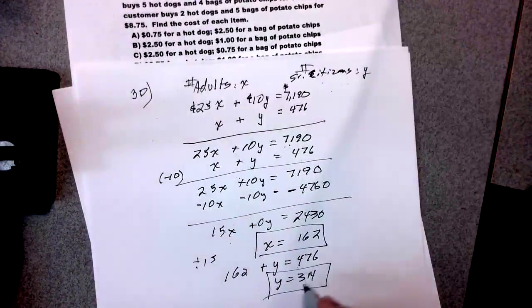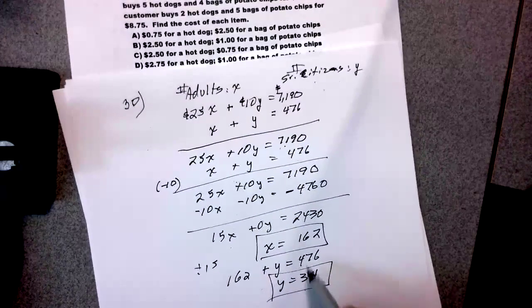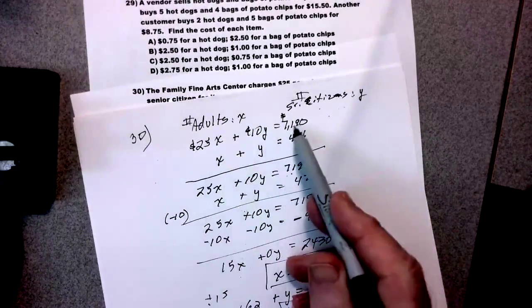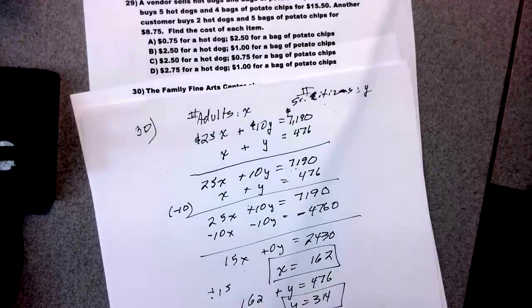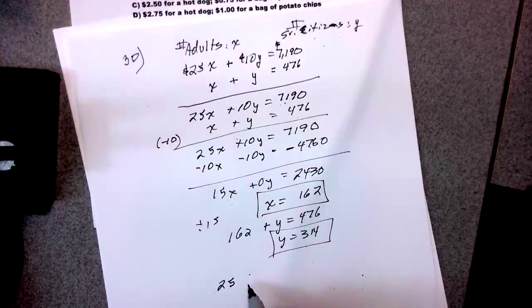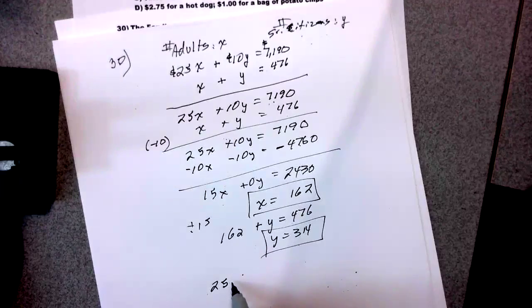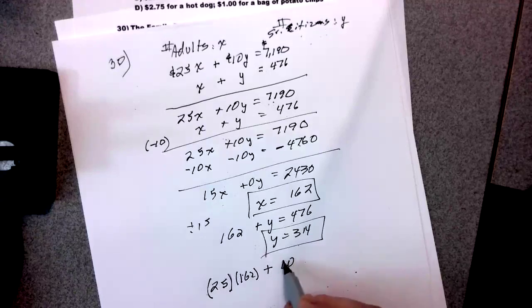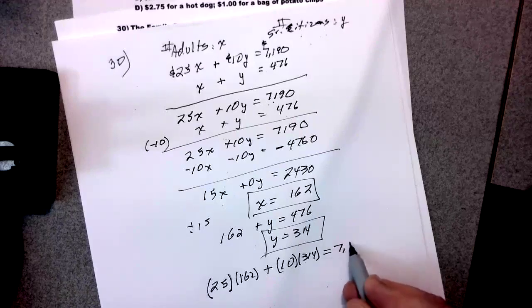All right, if this combination is the right combination, when I replace 162 here and 314 here, I should get $7,190. You want to try it and see? Let's try. I'm going to say 25 times 162 plus 10 times 314. That should equal 7,190.